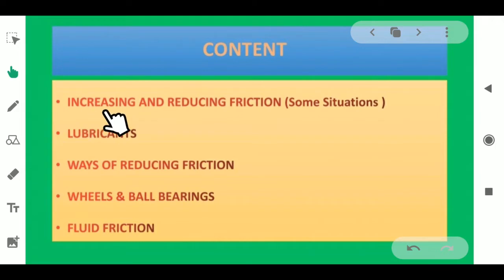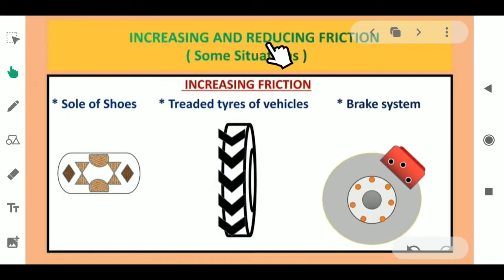Content: increasing and reducing friction in some situations, lubricants, ways of reducing friction, wheels and ball bearings, and fluid friction. The first one, increasing and reducing friction. Increasing friction. The first case, sole of shoes. Second one, treaded tires of vehicles. Third one, brake system.